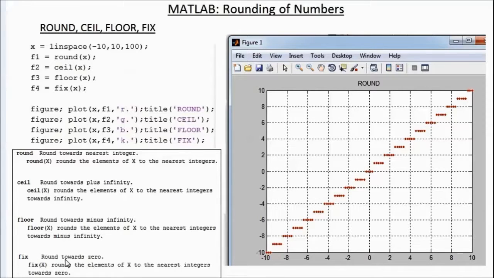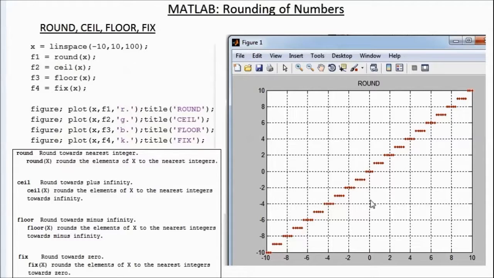These four commands are applied to the x vector, which is a linearly spaced vector from minus 10 to 10 with 100 points. So let's look at the graph of the round command, round applied to this x vector.